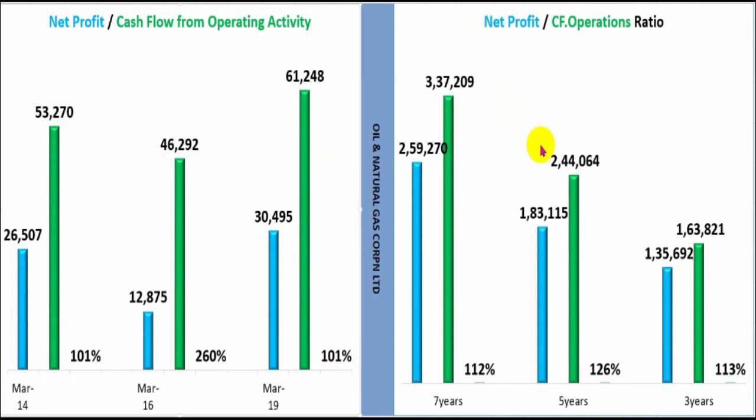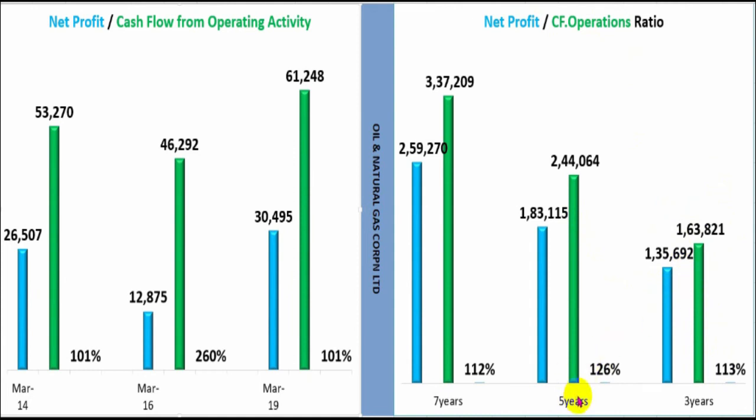On the right hand side, we'll look at the averages, or rather how the company has done in terms of profit earned in 3 years, 5 years and 7 years, and against that how much cash it has received. In the last 3 years, if we notice, 1,35,000 crores was the net profit declared, and against that the company's cash inflows have also been higher, at 1,63,000 crores. That's 113% higher cash coming in against the profits. The blue indicates the net profit, and cash flow from operation is indicated by green color.